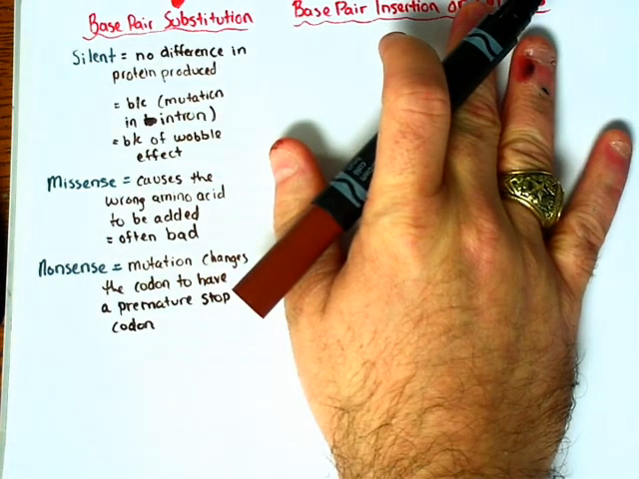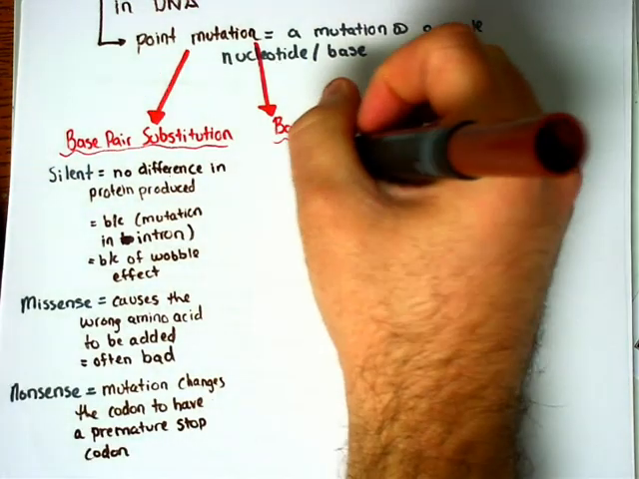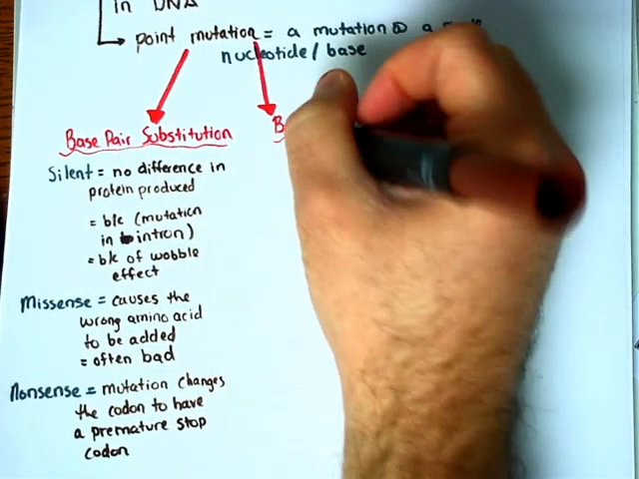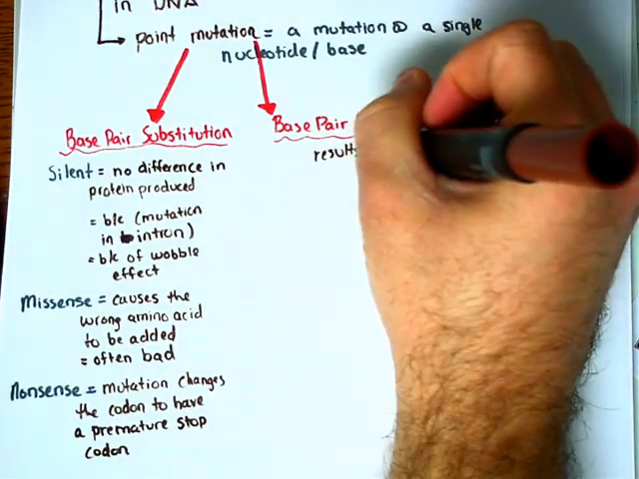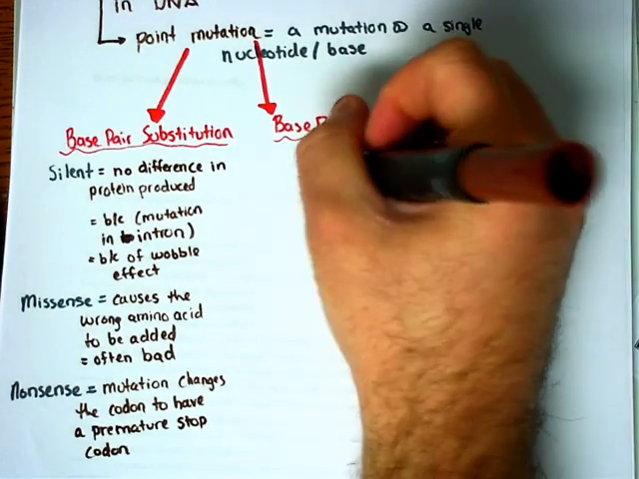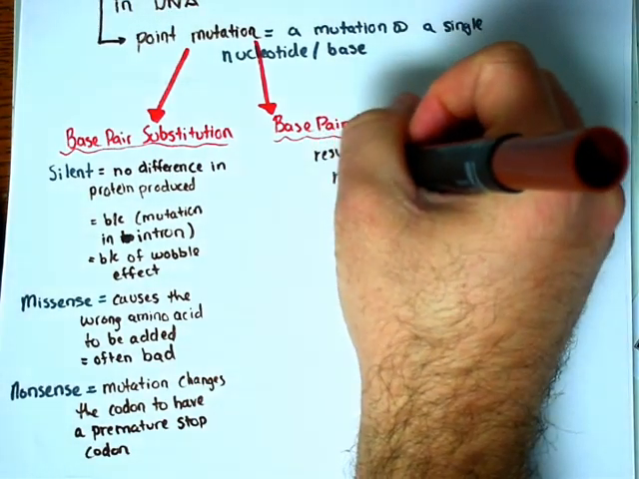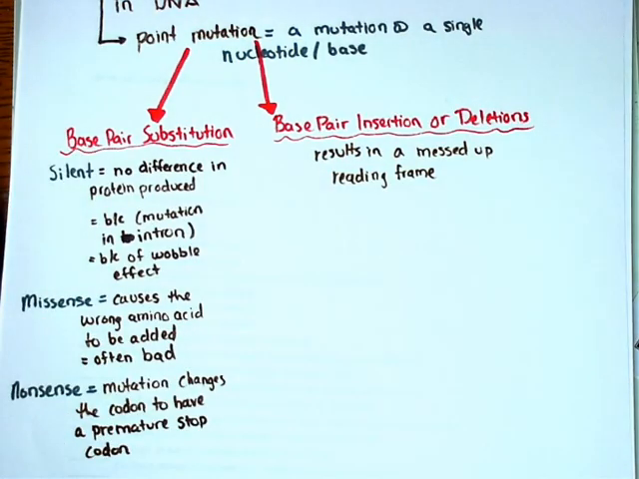These are usually much worse though, the insertions or deletions, because regardless of if it's an insertion or deletion, this is certainly going to result in a messed up and off reading frame. Once you add or delete a nucleotide, your codon sequence is going to be completely off.